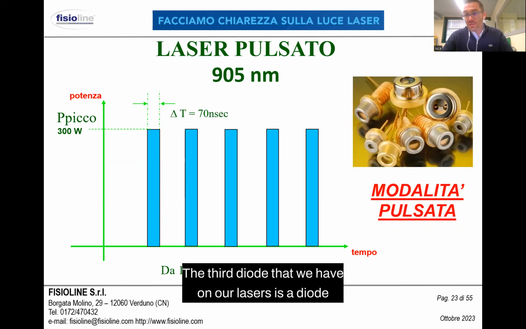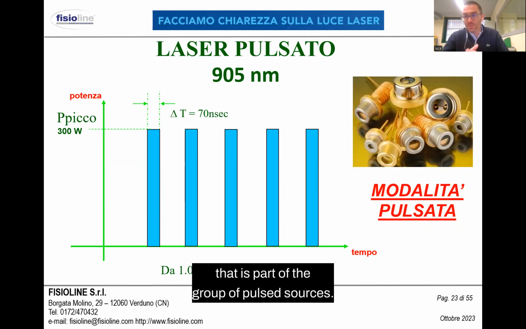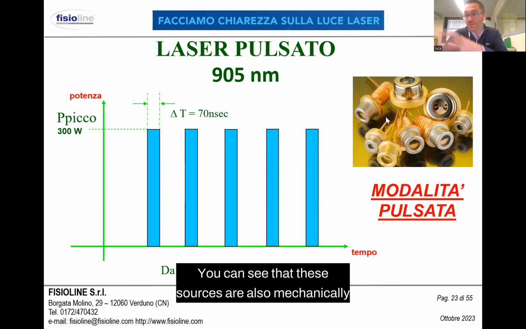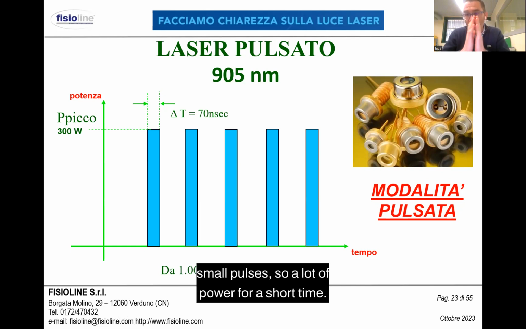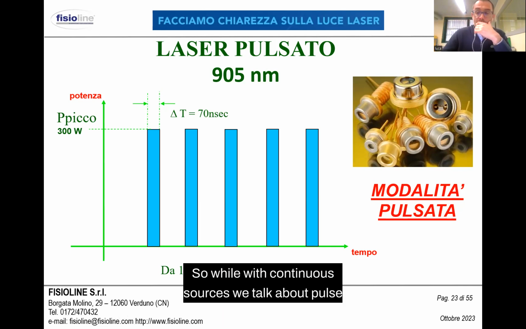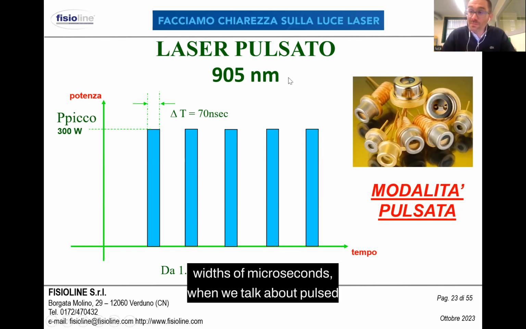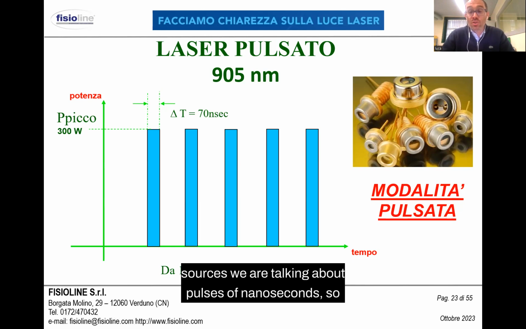The third diode that we have on our lasers is part of the group of pulsed sources. You can see that these sources are also mechanically completely different. Pulsed sources, as I told you before, work with very small pulses, so a lot of power for a short time. So while with continuous sources we talk about pulse widths of microseconds, when we talk about pulsed sources we are talking about pulses of nanoseconds, so 1,000 times smaller.